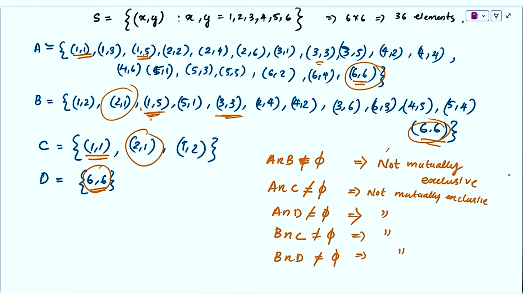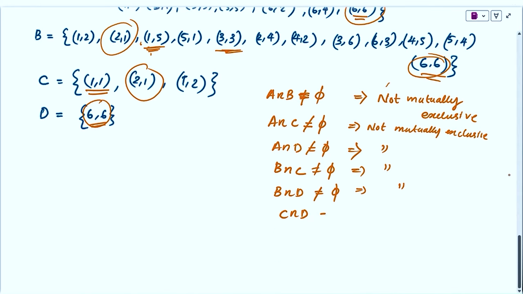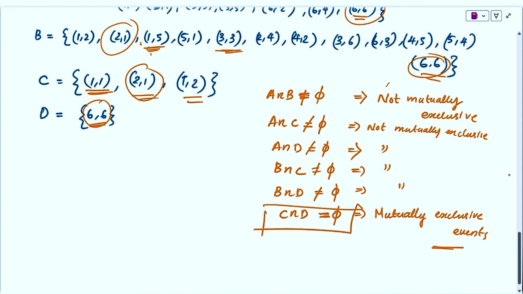Then, at the last, C intersection D. Consider C intersection D. There are no common factors or common elements here. So, we can say that the set C intersection D is the null set. So, it is a mutually exclusive event. We can say that only C and D are the mutually exclusive events in this problem.